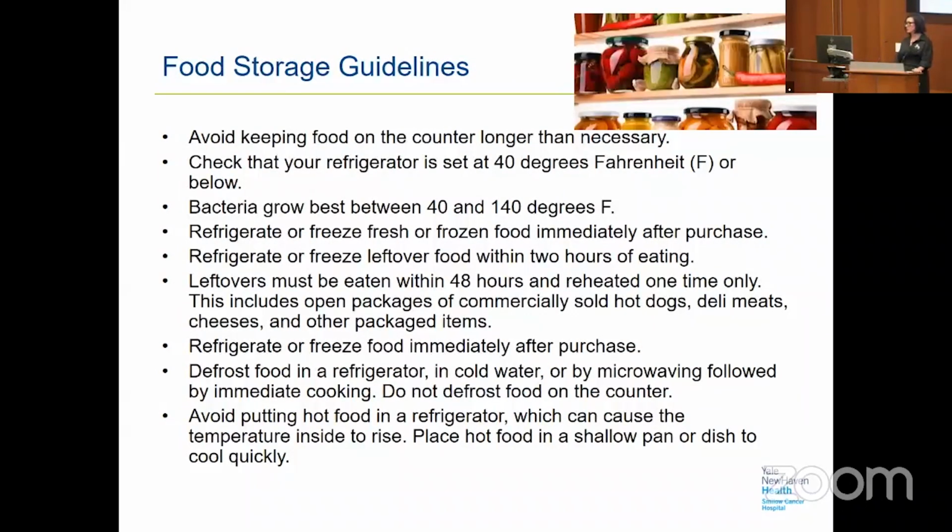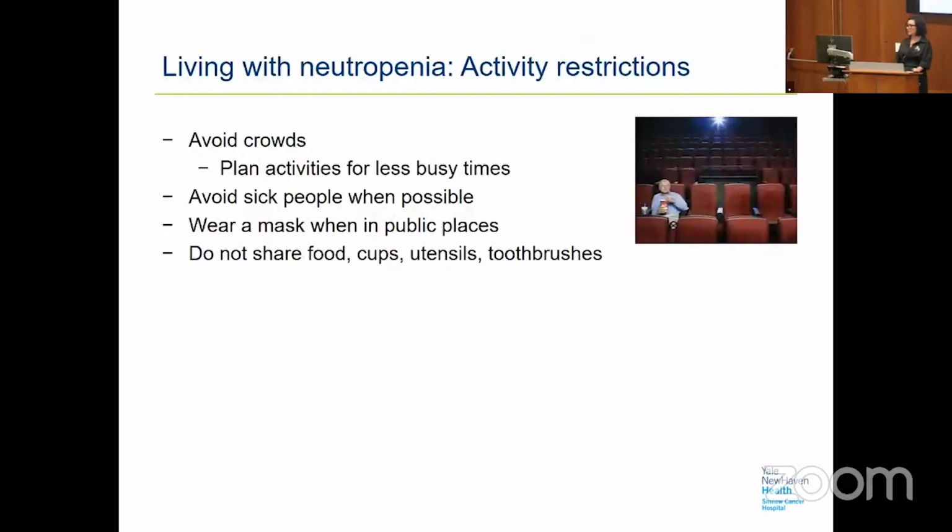There are some food storage guidelines and recommendations to minimize the risk for infection, including avoiding keeping food on the counter for longer than necessary, not thawing or defrosting food on the counter but doing that in the refrigerator, and ensuring that your refrigerator is set to the appropriate temperature of 40 degrees. And refrigerating and freezing food immediately after purchase are some good tips to decrease the risk for infection. And again, a lot more detail on those topics is on the CDC website.